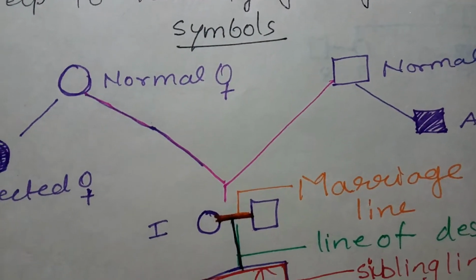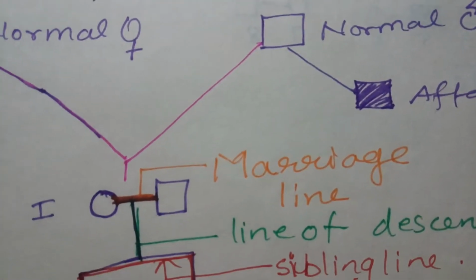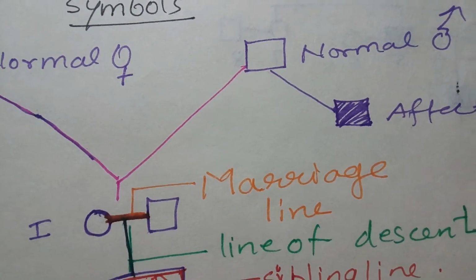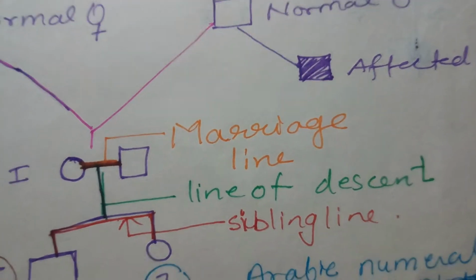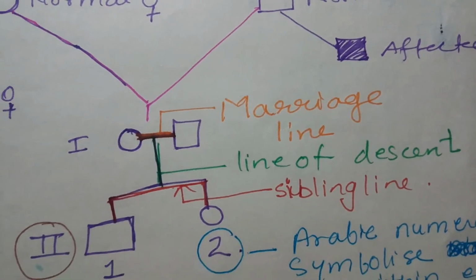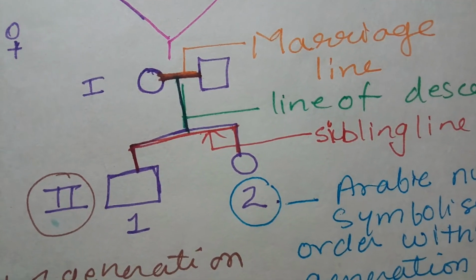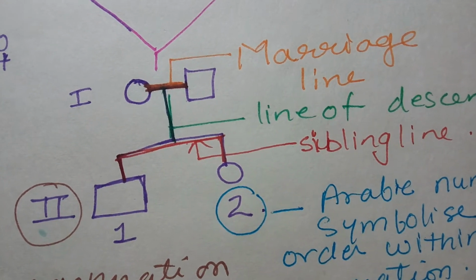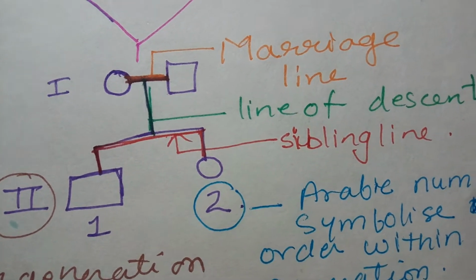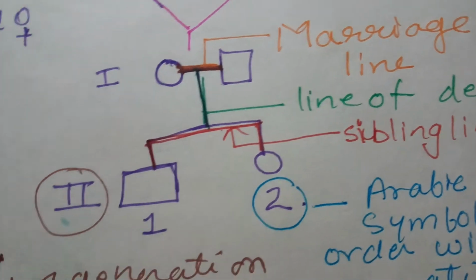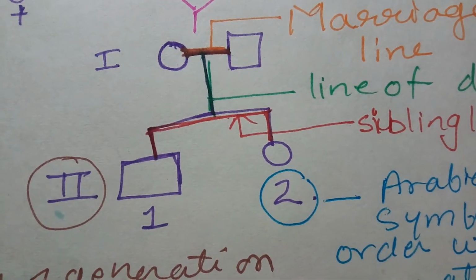Now the fusion between two is represented like this. This is a marriage line between two. Line of descent shows what progeny they are going to produce in the next generation. And the sibling line means these two are the progeny of the same parent.